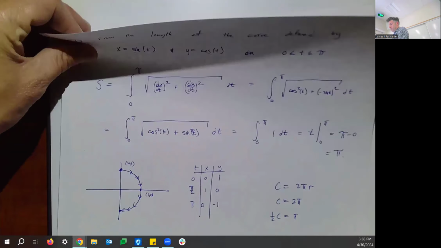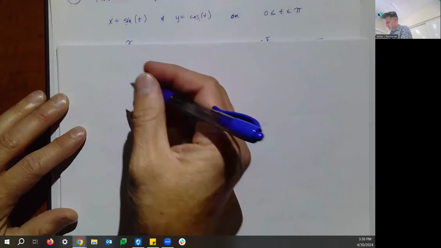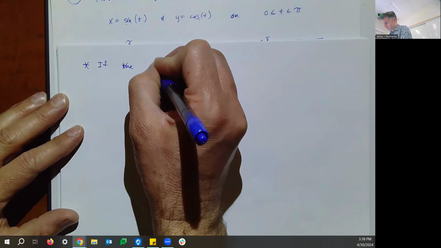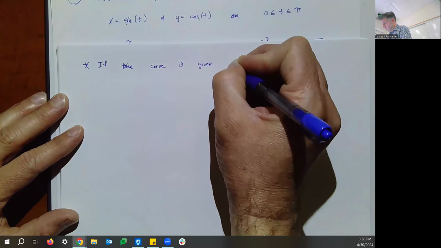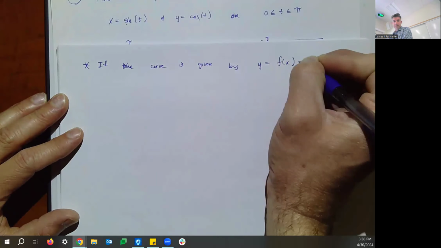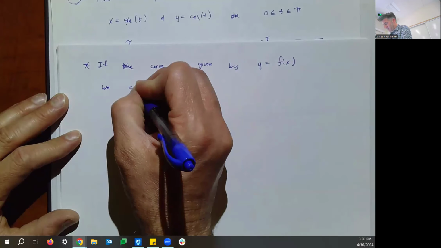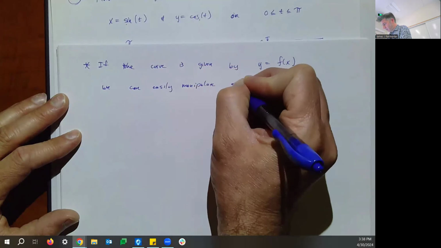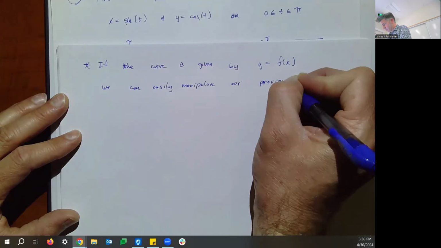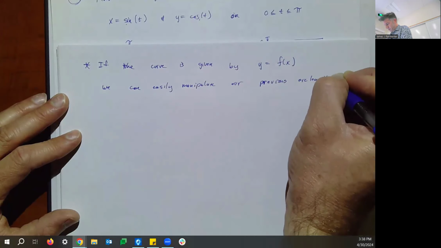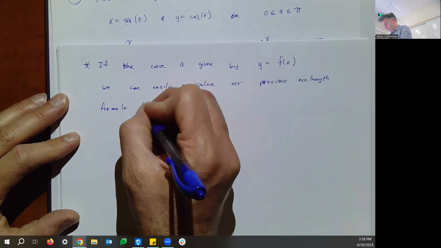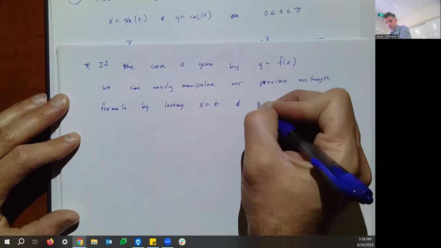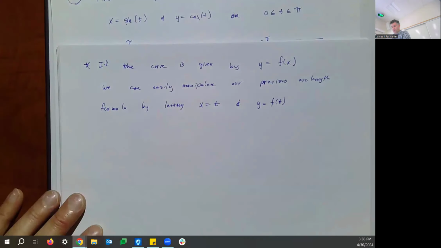So if the curve is given by y equal to some function of x, we can easily manipulate our previous arc length formula by letting x equal t and y equal f of t. Let me show you what I mean.